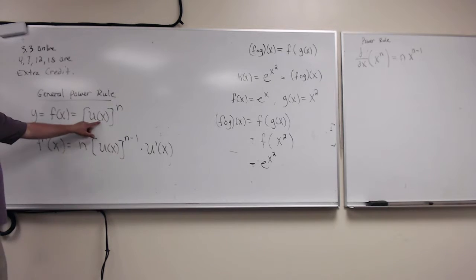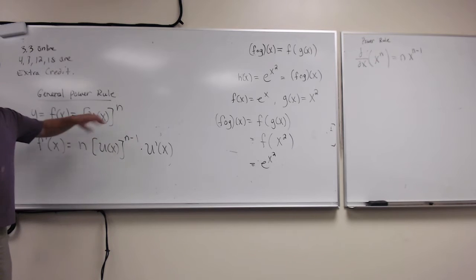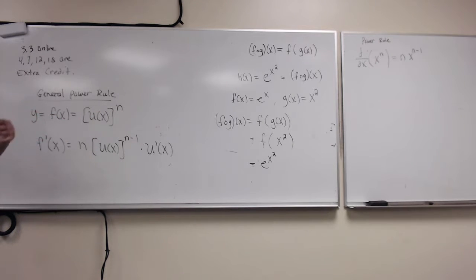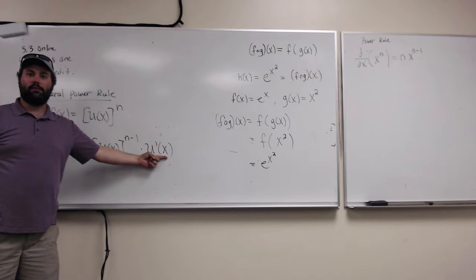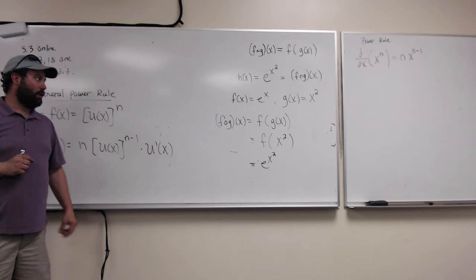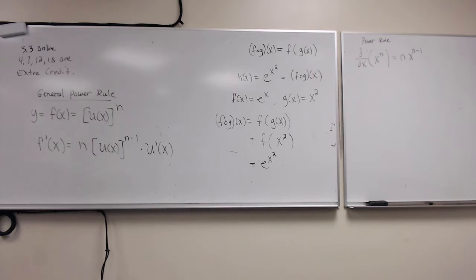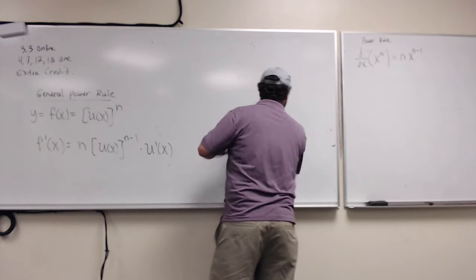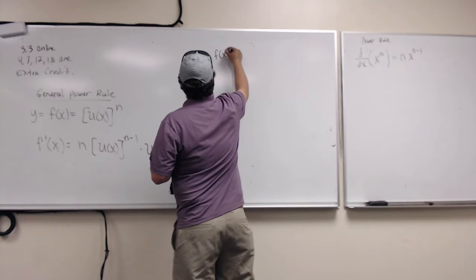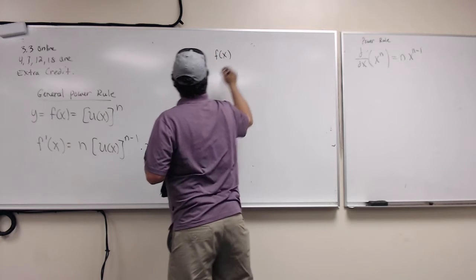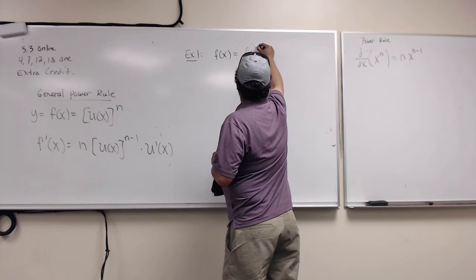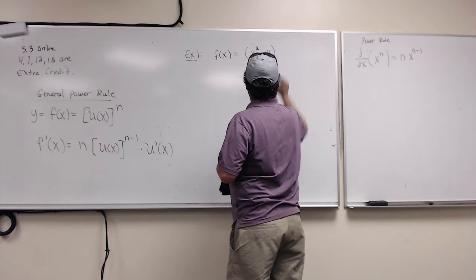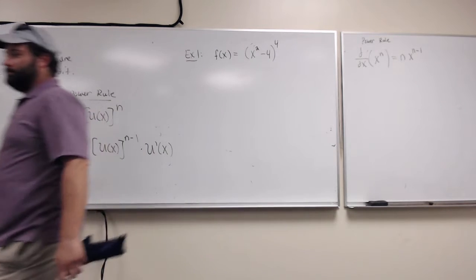So if you have a function raised to a power, rather than having to multiply it and FOIL it or expand it out, you can just take the derivative this way by bringing the power out front, reducing the power by 1, and then multiplying by the derivative of the function being raised to a power. So I think an example might make this make a little bit more sense. So what if I had, so I'll call this example 1. If f of x was x squared minus 4 raised to the 4th power.